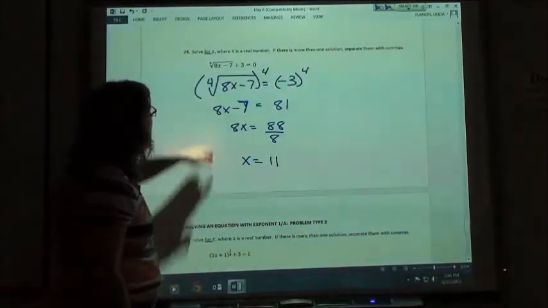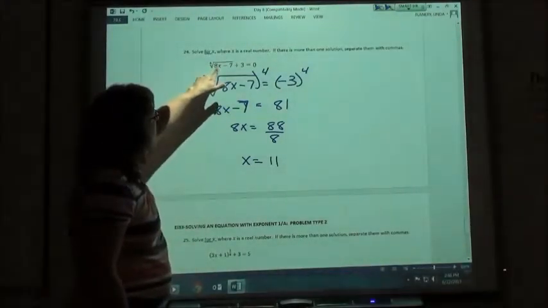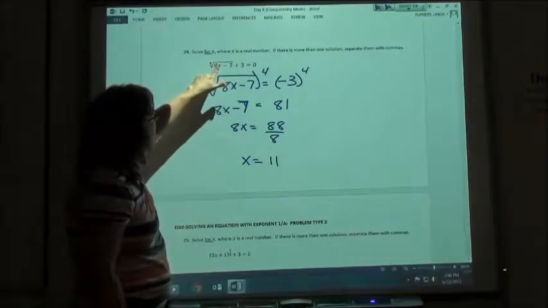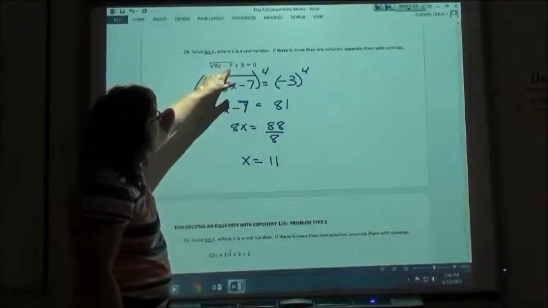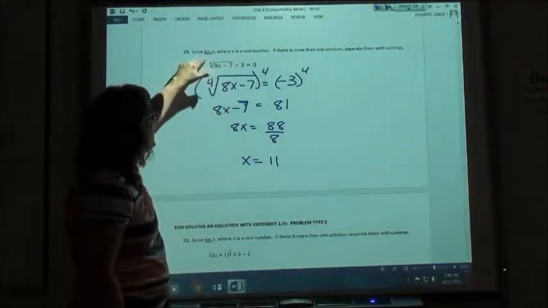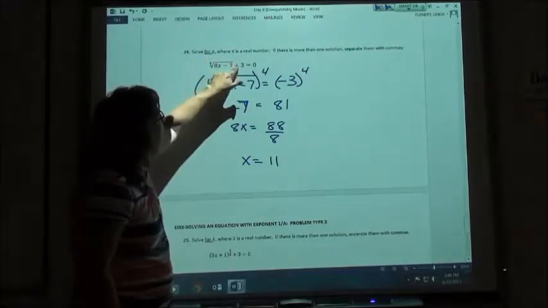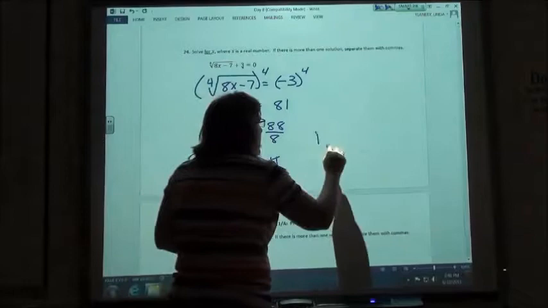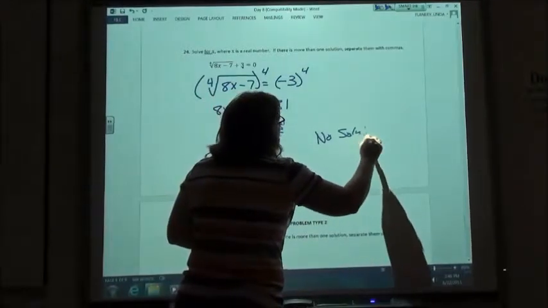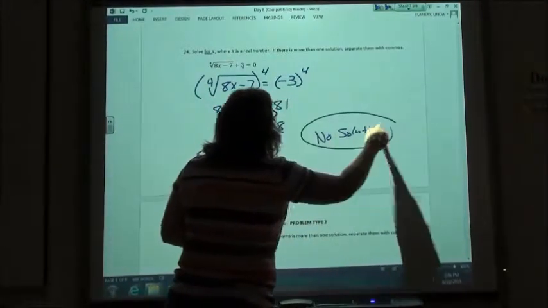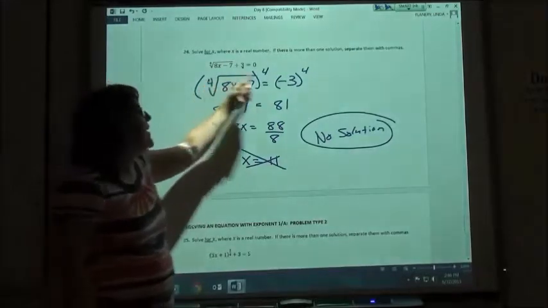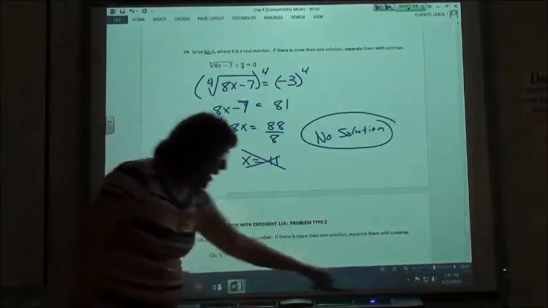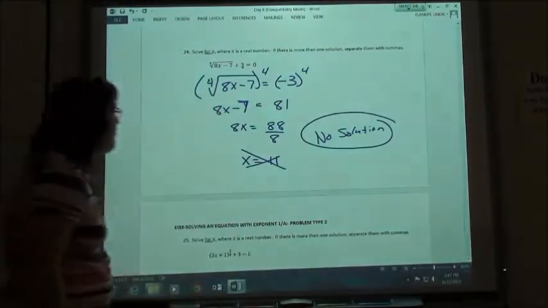If I check that out, 8 times 11 is 88. 88 minus 7 is 81. The fourth root of 81 is 3, and 3 plus 3 is 6, not 0. So I have to say, oh, no solution. The fourth root can't equal a negative anyway because it has to be positive.